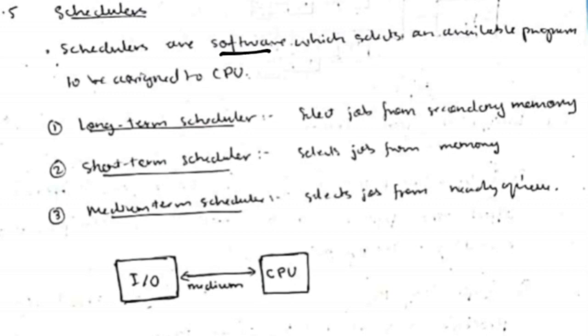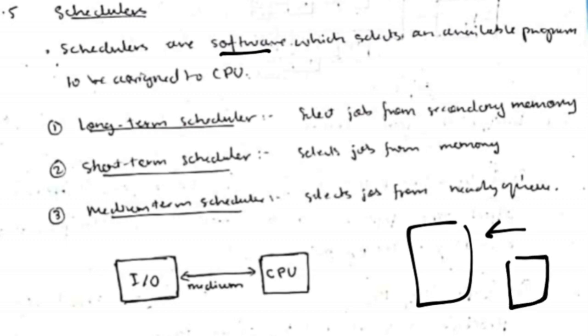Scheduler is software which selects which program the CPU should execute by considering many factors like the time available for the CPU and the resources available for the CPU, okay. By considering those factors, the job is selected. And there are three types of schedulers. The first one is the long-term scheduler. In this type, the job is selected from the secondary memory, so it's a large task and it requires a large amount of time.